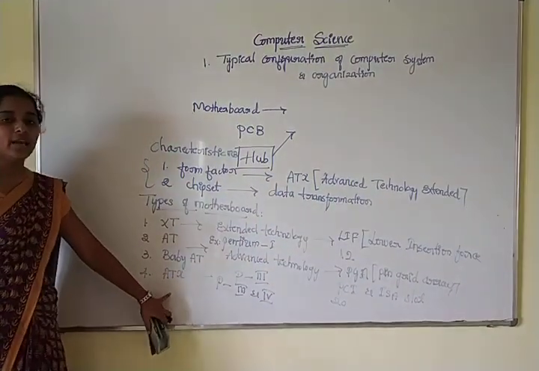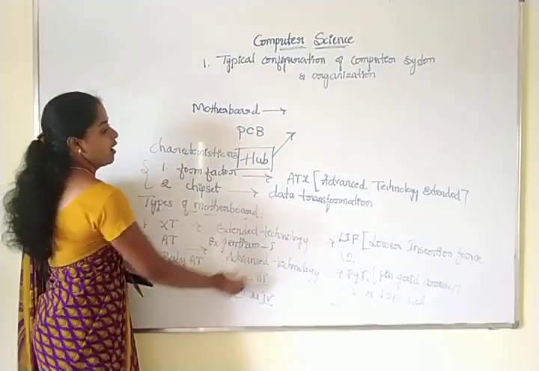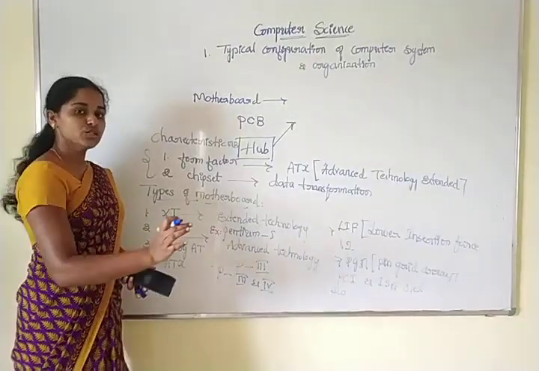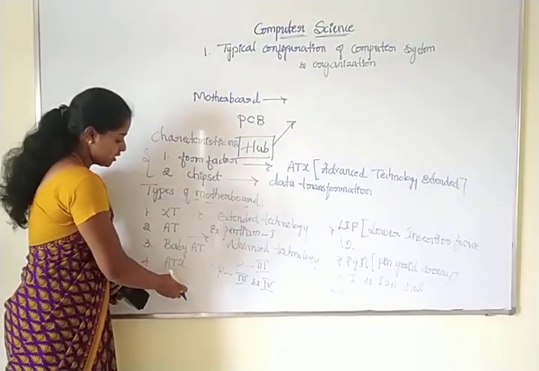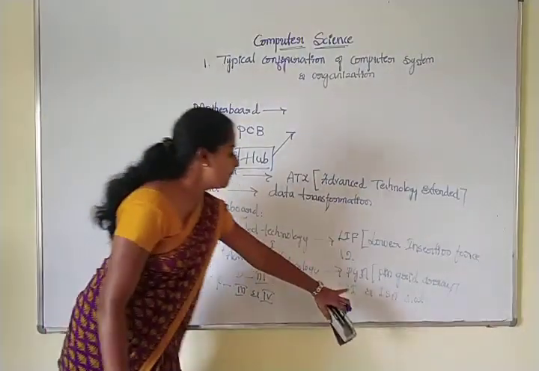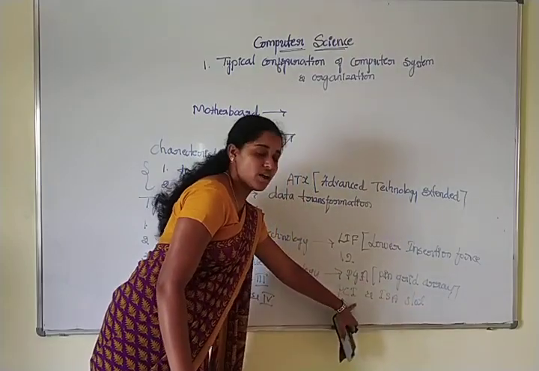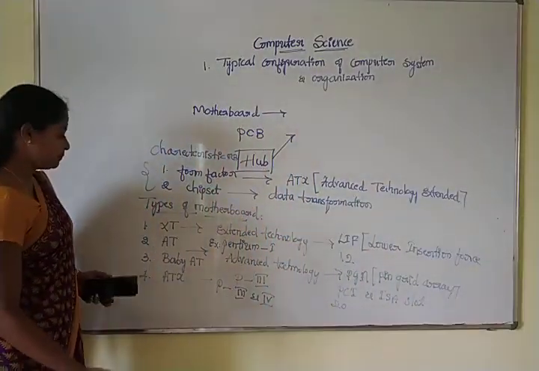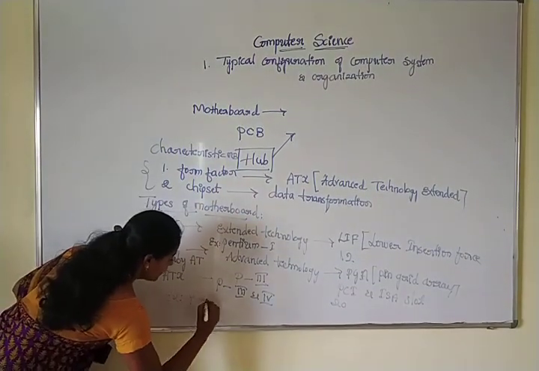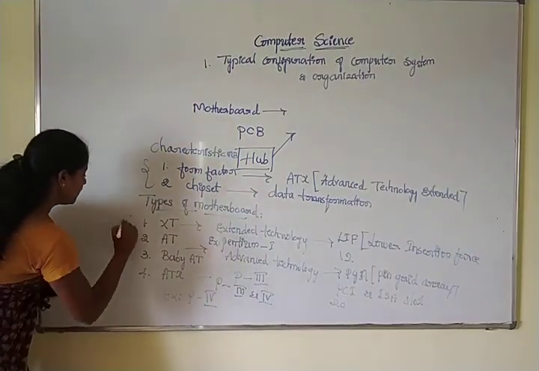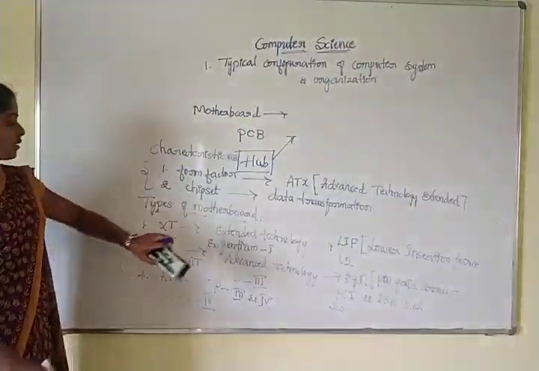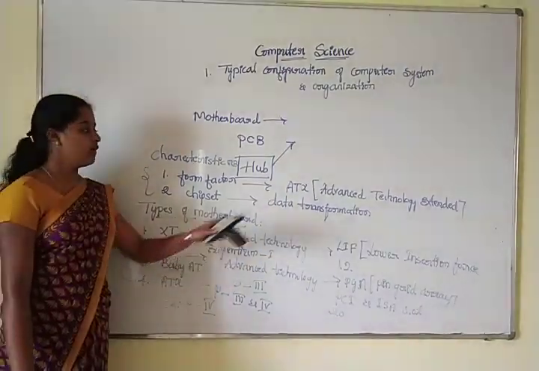The last one is ATX. ATX stands for Advanced Technology Extended. The latest motherboard is also called the ATX motherboard, which is designed by the ATX form factor. Here also we find the PCI slots and ISA slots. These functions we will discuss later. The example of the ATX form factor is Pentium 4. These are the types of the motherboard in our computer system. Next, we move on to the components of a motherboard.